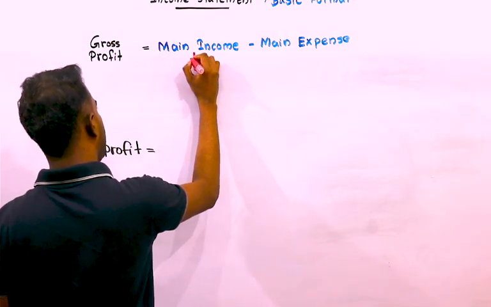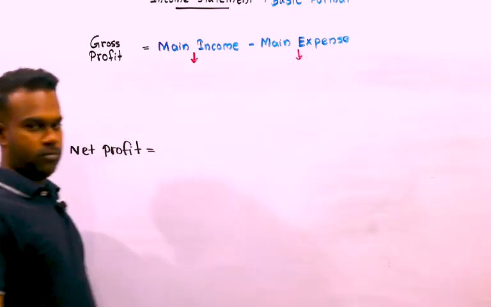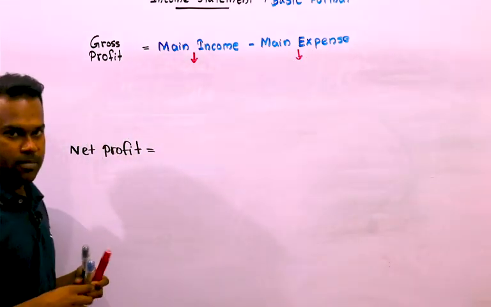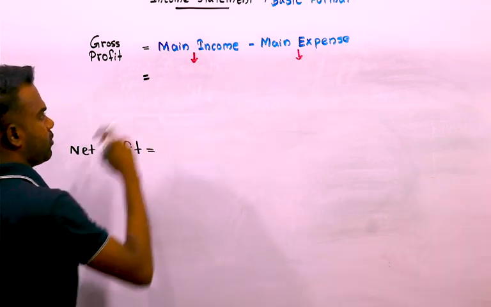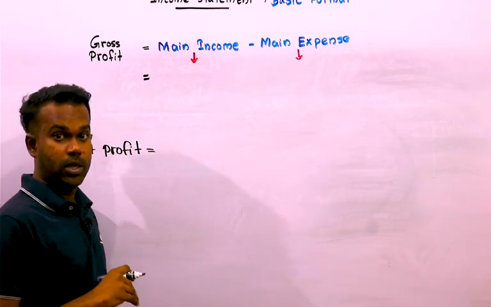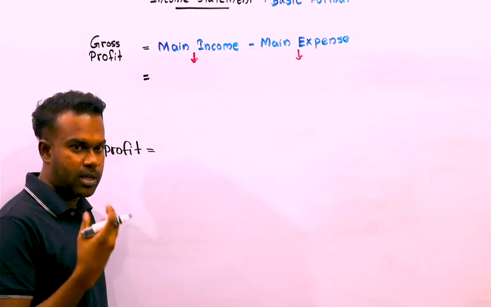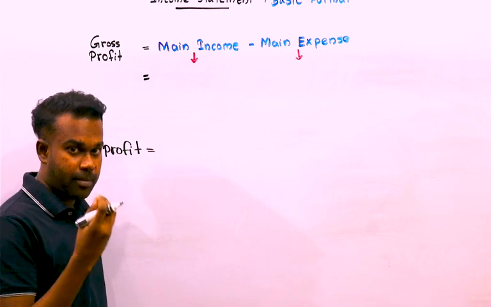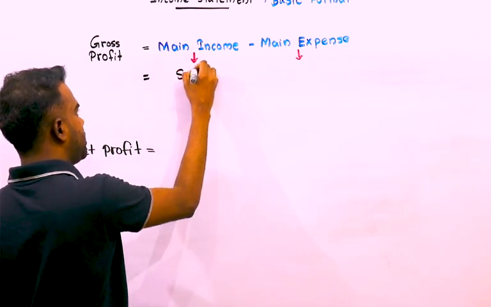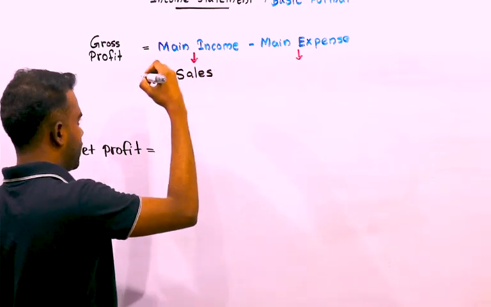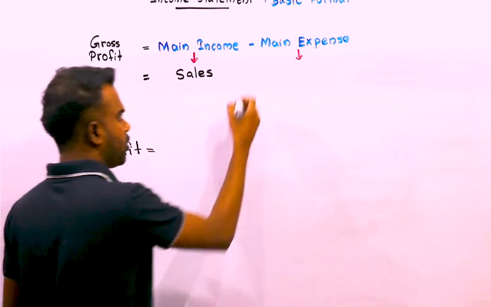What is the meaning of main income? That was the technical word. What's the technical word for main income? Main incomes means what? Sales income, right? Sales income. Therefore, we can write down here sales income. Sales, right? Then what is the meaning of cost of main expense?